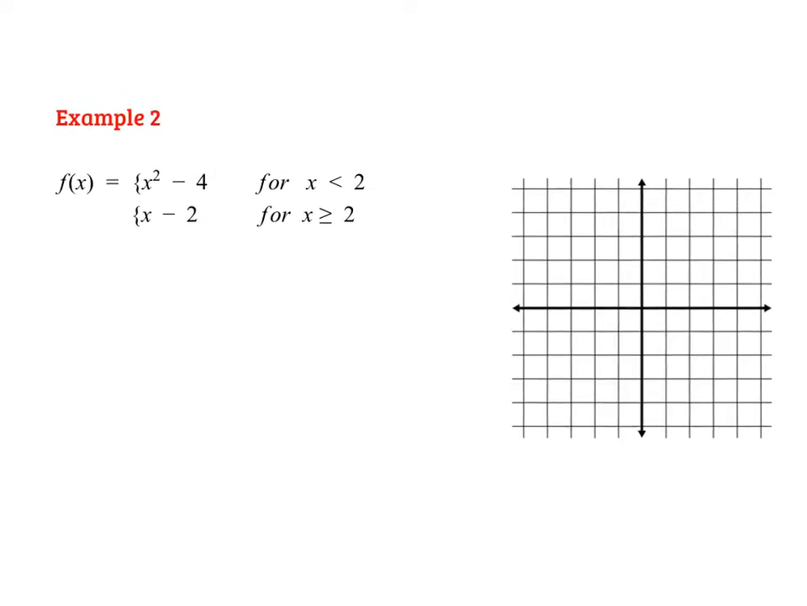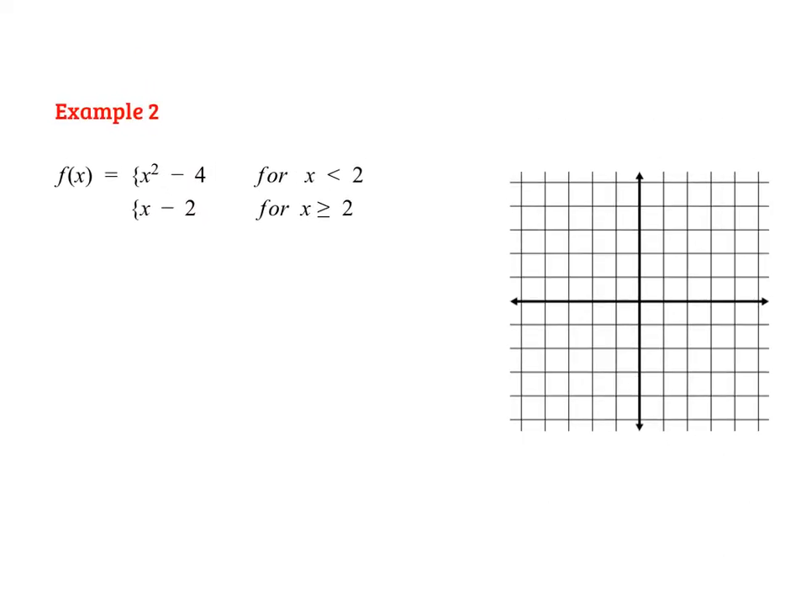Okay, let's try one more together. So here I can see I just have 2 intervals. My transition point is going to be at 2. And everything to the left of 2, I can see that I have this quadratic function. So let's start with this. I am going to evaluate it at 2, but again, I'm going to use an open circle. So if I substitute x equals 2, I have 4 minus 4, which is 0. So when x equals 2, y equals 0. And again, I'm going to put an open circle there like this.